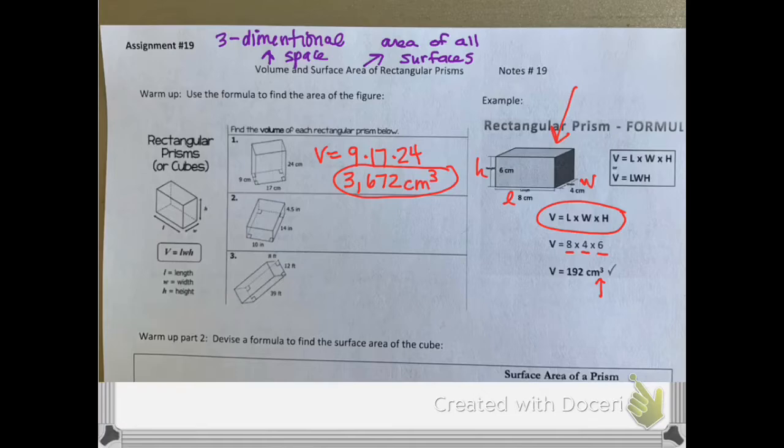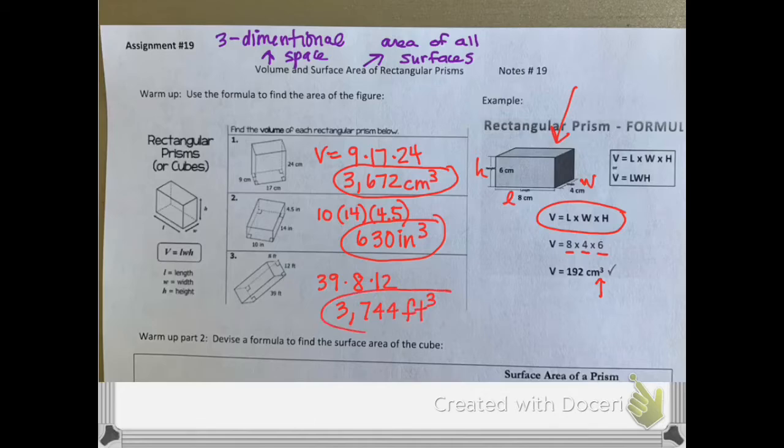In the next picture, 10 inches times 14 inches times 4.5. So if you multiply 10 times 14 times 4.5, I get 630 inches cubed. For the last one, I have 39 feet times 8 feet times 12 feet. So if I multiply these three numbers together, I get 3,744 feet cubed.